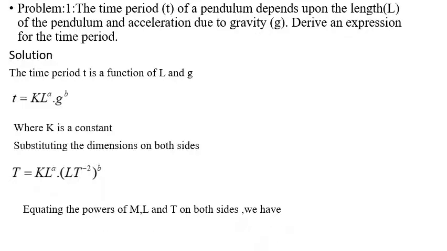Equating the powers of M, L and T on both sides. These three, M, L and T, are called the primary dimensions, three primary dimensions or fundamental dimensions. Now we have the power of M. By equating both sides of the expression, we got the power of M is equal to 0.